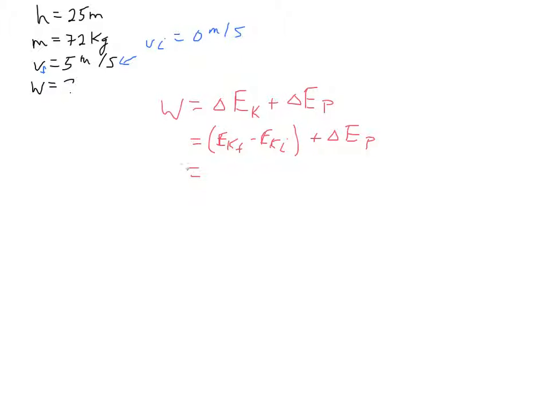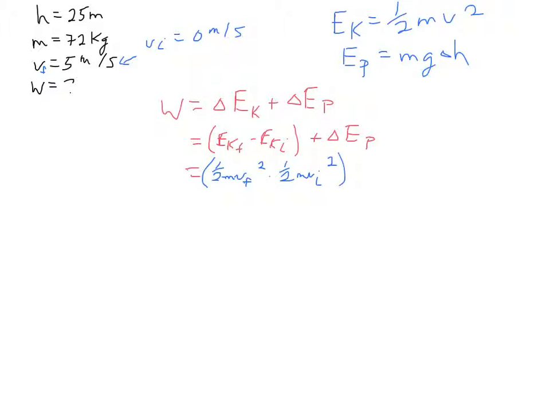So for our kinetic energy, we know that it is going to be equal to half mv squared, and we know that our potential energy is going to be equal to mg delta h from 6.1. So we can put down that we have half mv final squared minus half mv initial squared plus mg delta h. And now we can put in all of our numbers.